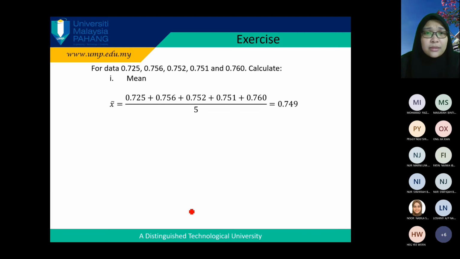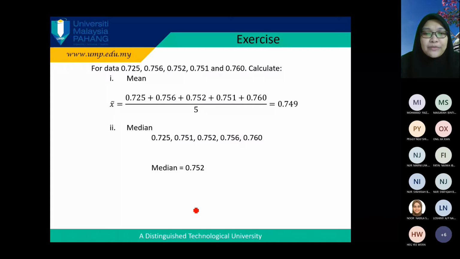So this is the answers. If you try to do it just now, hopefully you get the same answer with this. For mean, we have 0.749. Median, it is the one in the middle, 0.752. You need to rearrange the value from lowest to highest. So those in the middle is the median.